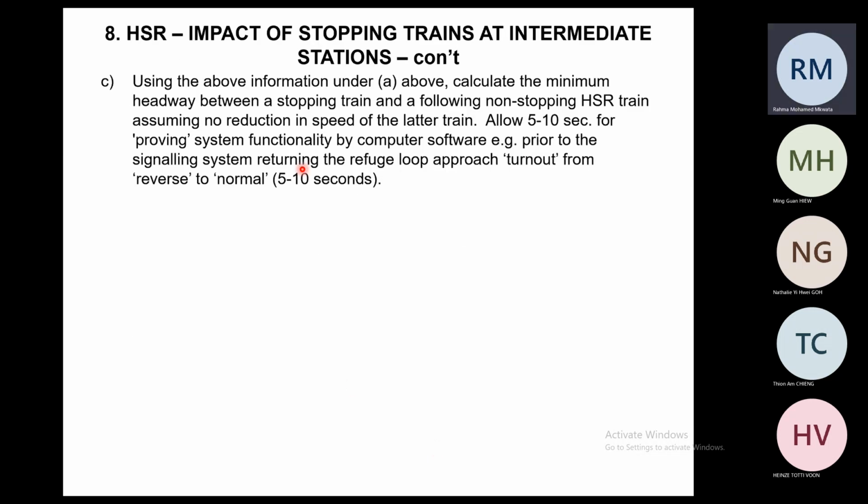So question C, using the above information under A, calculate the minimum headway between a stopping train and the following non-stopping HSR train, assuming no reduction in speed of the latter train. Allow 5 to 10 seconds for proving system functionality by computer software, for example, prior to the signaling system returning the refuge loop approach turnout from reverse to normal. So we assume 5 to 10 seconds, all right? So there are three parts in this question.